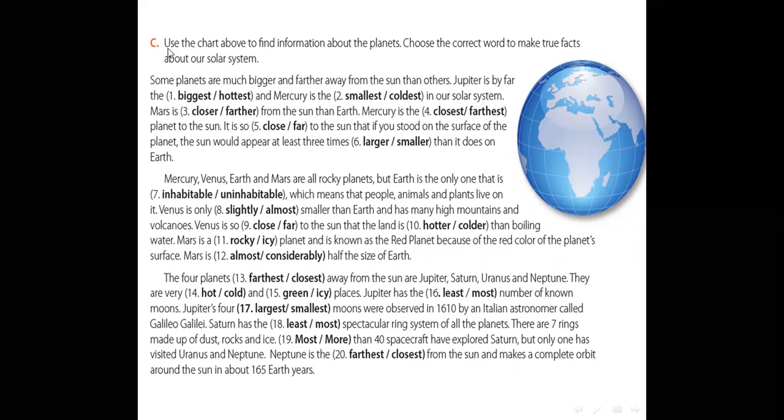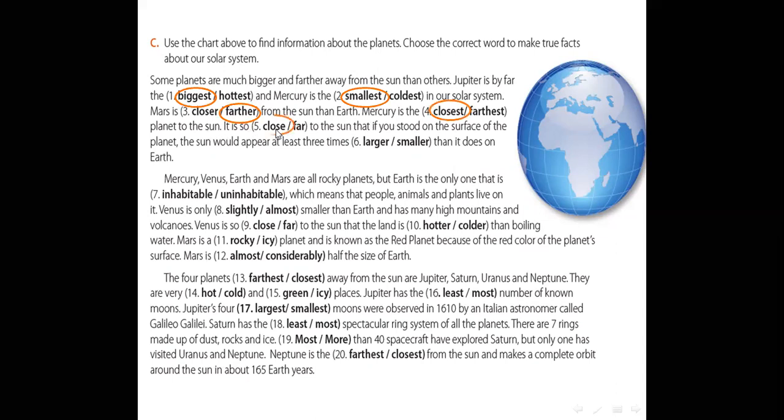Exercise number C. Use the chart above to find information about the planets. Choose the correct word to make true facts about our solar system. Some planets are much bigger and farther away from the sun than others. Jupiter is by far the biggest, and Mercury is the smallest in our solar system. Mars is farther from the sun than Earth. Mercury is the closest planet to the sun.